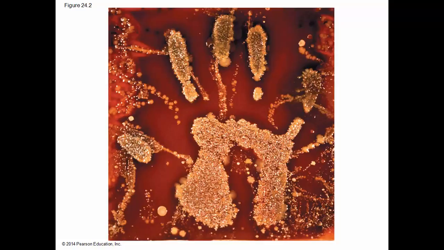Here's an example of bacteria on an agarose gel. You can see this is a handprint. Somebody just laid their hand on an agarose gel, and these are all of the prokaryotes, the bacteria principally, that grew from that handprint. So you can imagine bacteria are everywhere. Prokaryotes are all over the place.